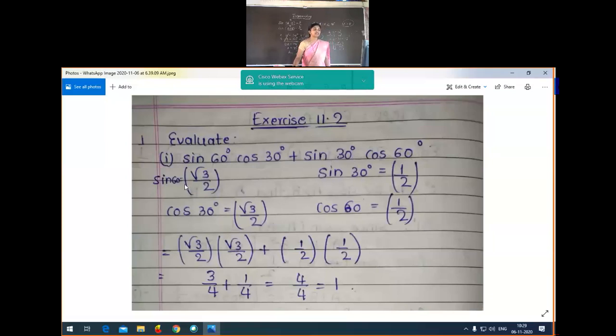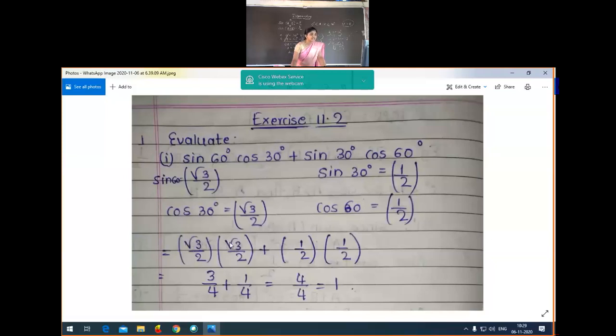Sine 60 degree is root 3 by 2 and sine 30 degree is 1 by 2. Okay, cos 30 degree is root 3 by 2. Cos 60 degree is 1 by 2. Or you can directly substitute the value in the given expression. That is your wish. Okay. So now we are going to substitute the value. Sine 60 degree is root 3 by 2. So substitute sine 60 as root 3 by 2.